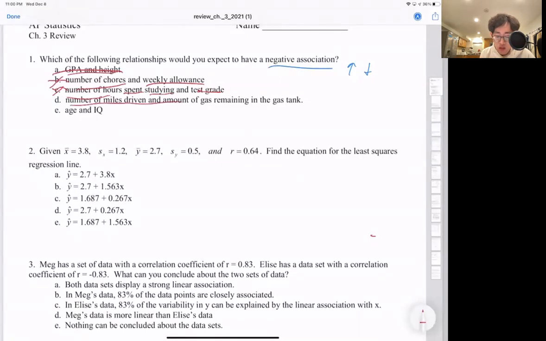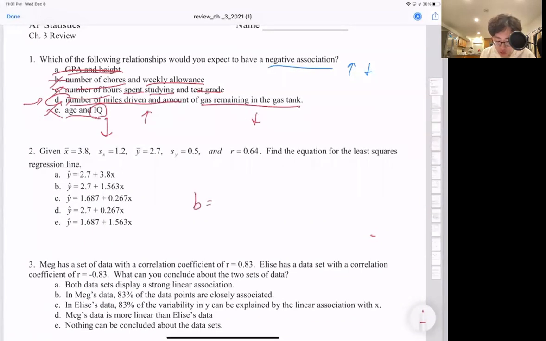The number of miles driven and the amount of gas remaining in the tank. As you drive more, the amount of gas will go down. So it's D. Age and IQ: as age increases, it's not generally accepted that the IQ necessarily decreases. Some people can maintain their IQ for a significant amount of time, so this is not going to be the correct answer here. The correct answer should obviously be D for this one.